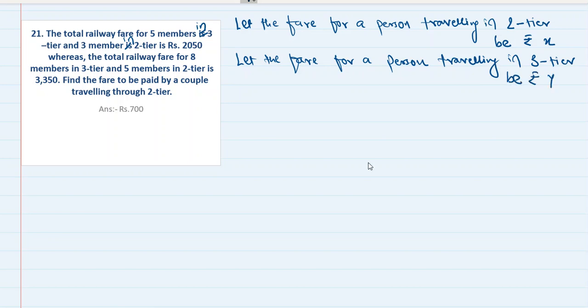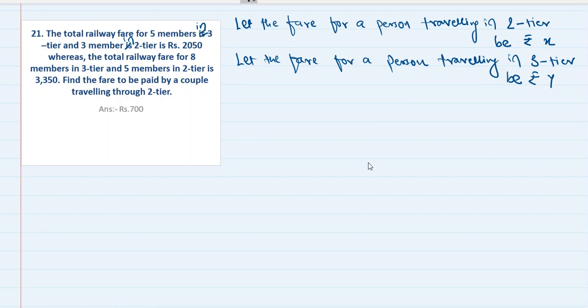Okay, so one person has to pay X rupees for traveling in 2 tier. One ticket will cost you rupees X. In 3 tier, the same person will pay rupees Y. This is the difference, X and Y. Okay. Now, what does the question say?